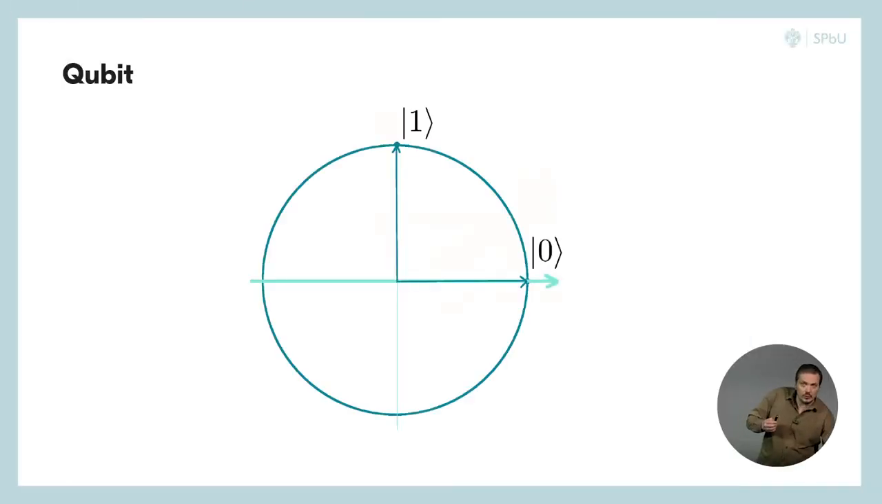Let's denote E1 as |0⟩ in these strange brackets called Dirac's brackets, and E2 as |1⟩, again in the Dirac's brackets. Dirac's brackets like these are used to denote vectors in the state space. We will introduce and discuss them in more detail on the next week.